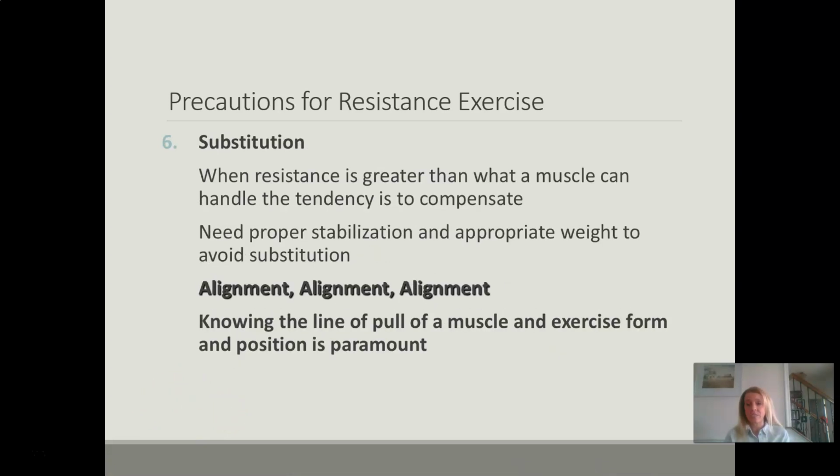Substitution, again, when your patient starts to get fatigued, this is when you're going to see substitution or compensation start to take place. So again, this is when resistance is greater than what the muscle can actually handle. So we need proper stabilization and appropriate weight selection in order to avoid this. Again, alignment, teaching your patients how to do these properly, how to properly stabilize so that they're not compensating by using other muscle groups. So again, knowing the line of pull of a muscle, how it's supposed to work, will help you determine how you're best working that muscle against resistance.